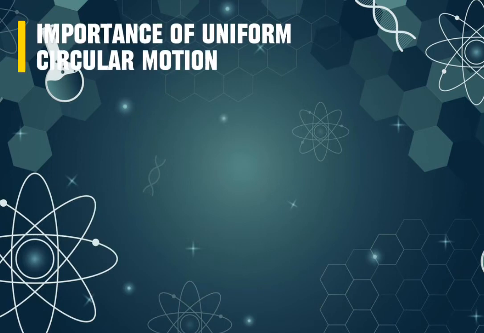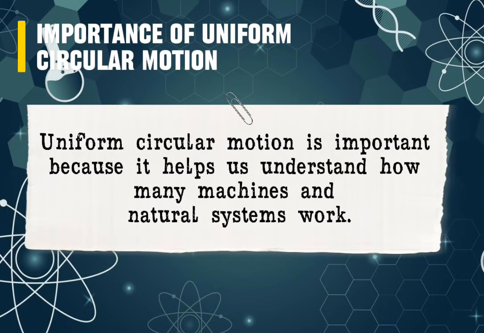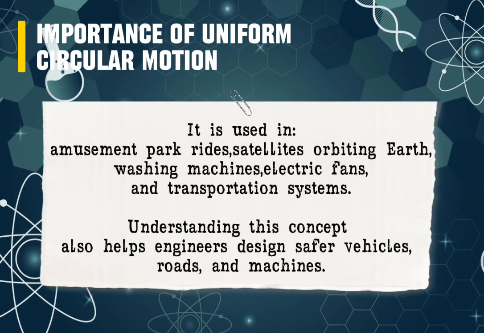So, the importance of uniform circular motion. Uniform circular motion is important because it helps us understand how many machines and natural systems work. It is used in amusement park rides, satellites orbiting Earth, washing machines, electric fans, and transportation systems. Understanding this concept also helps engineers design safer vehicles, roads, and machines.